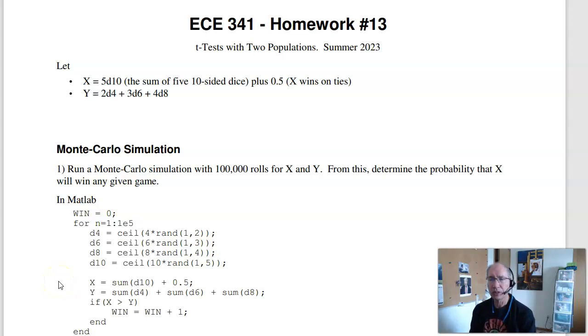Here are solutions to homework set number 13 for ECE 341. This homework looks at t-tests with two populations.